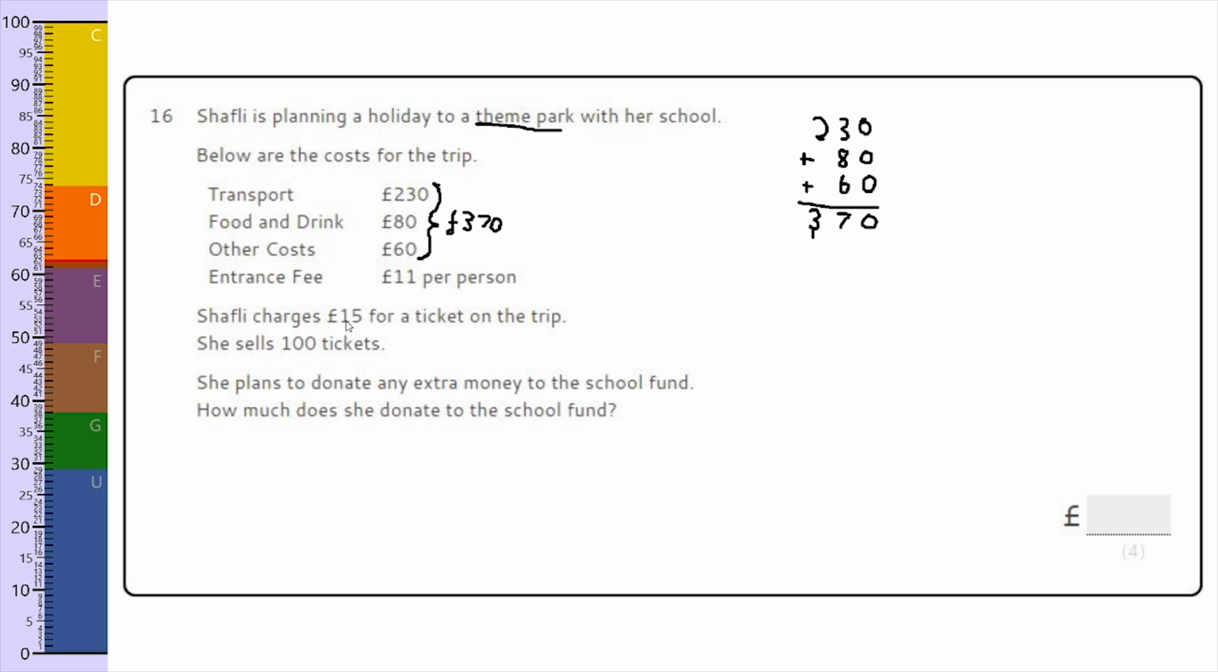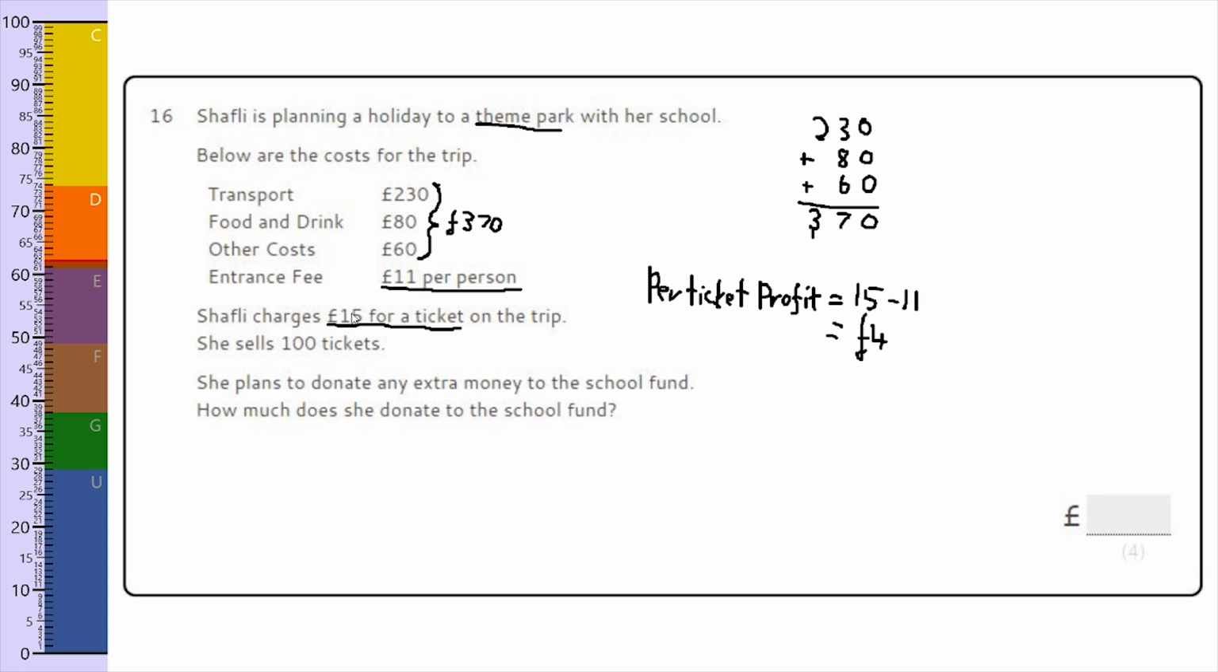Now, there's a couple of ways of doing this. If she's charging £15 per ticket, but the entrance fee is going to be £11 per person, then per ticket, if I can write, per ticket, profit. So every time she sells a ticket, she's going to make 15, but then she's going to have to pay 11 of that towards the price of the entrance, sorry. 15 take away 11 is 4, so £4. So she's making £4 per person. She's getting £15 from them, and she's paying £11 per person.